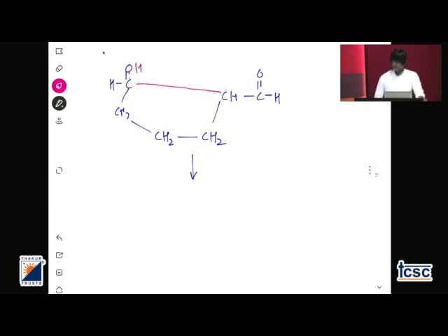Yes, we may also have dehydration. If there is a possibility of dehydration, H and OH move out, and we may get a double bond. So apparently we will have a 5-membered ring with an aldehyde, and the double bond is conjugated. So this is all about aldol condensation.